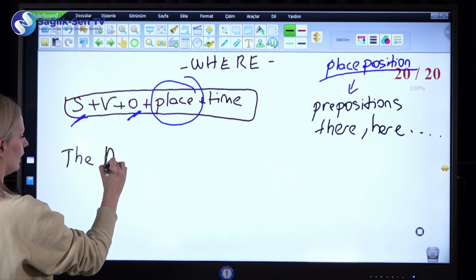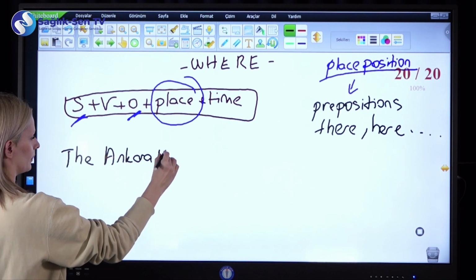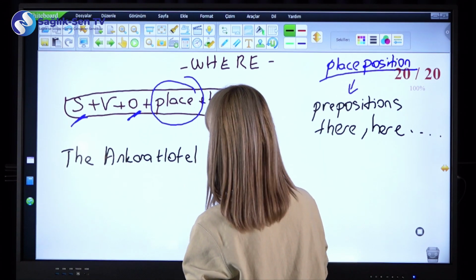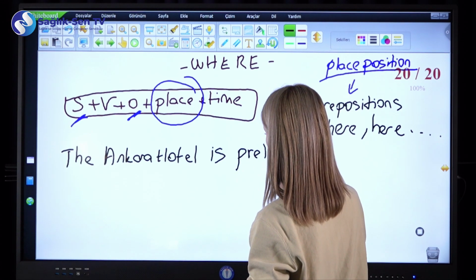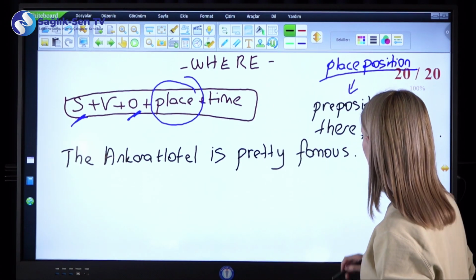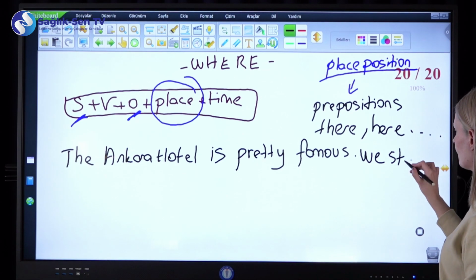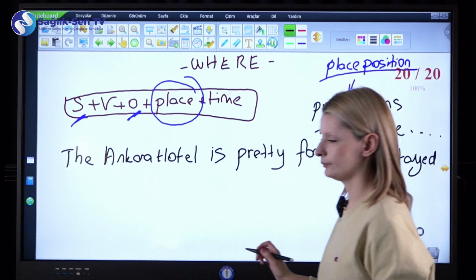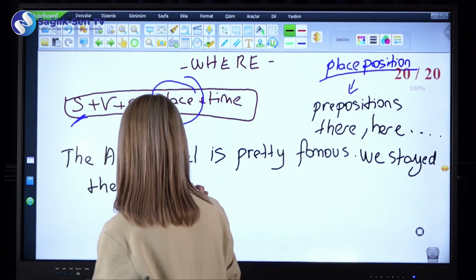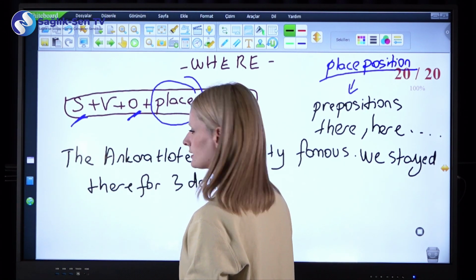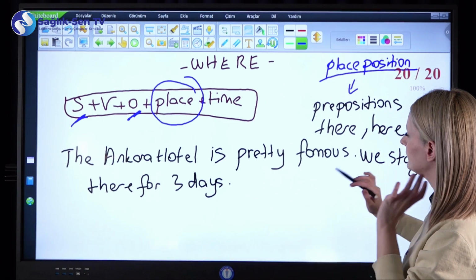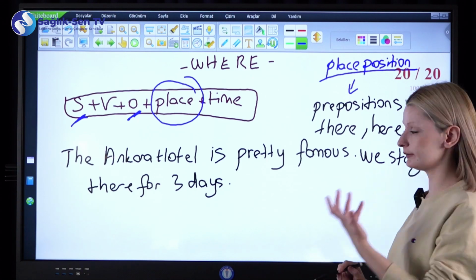Let's say, Ankara hotel is pretty famous. We stayed there for 3 days. Now, in the second sentence, we have a place meaning.